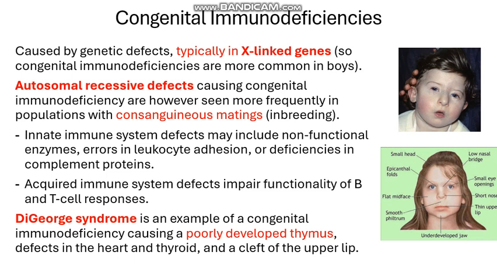DiGeorge syndrome also sees defects in the heart and thyroid, as well as a cleft in the upper lip that you can see in the images that I put to the right here, of the boy at the top and the girl at the bottom, both suffering from DiGeorge syndrome. The diagram at the bottom goes more into depth about the physiological defects that you can see in facial structure, which is a good way of diagnosing DiGeorge syndrome.